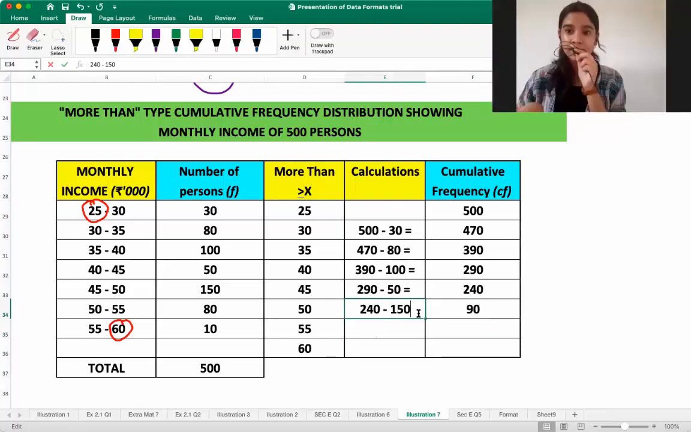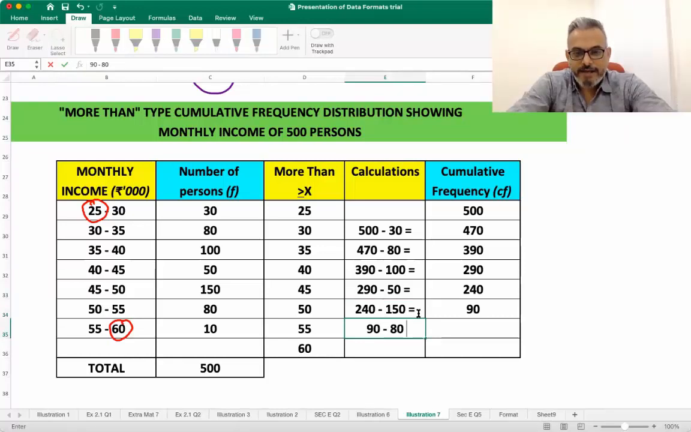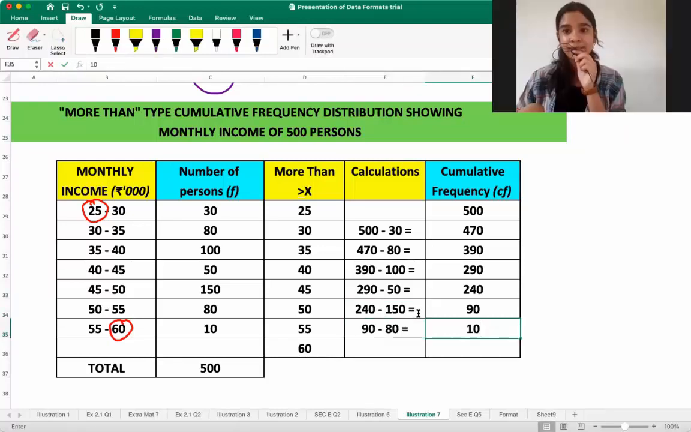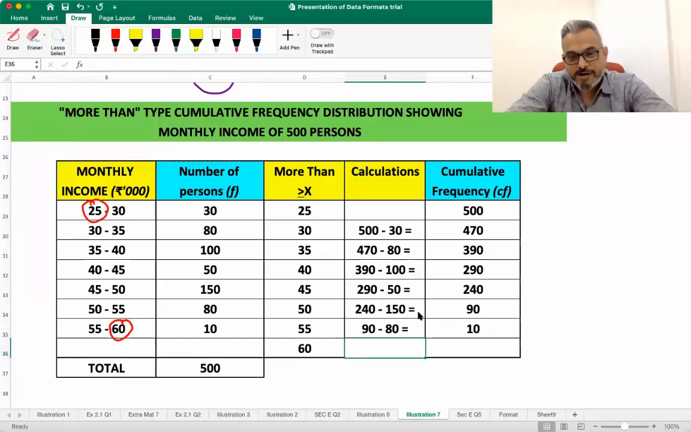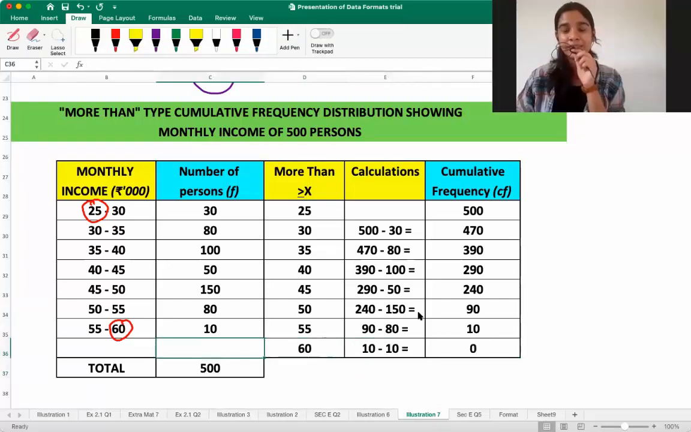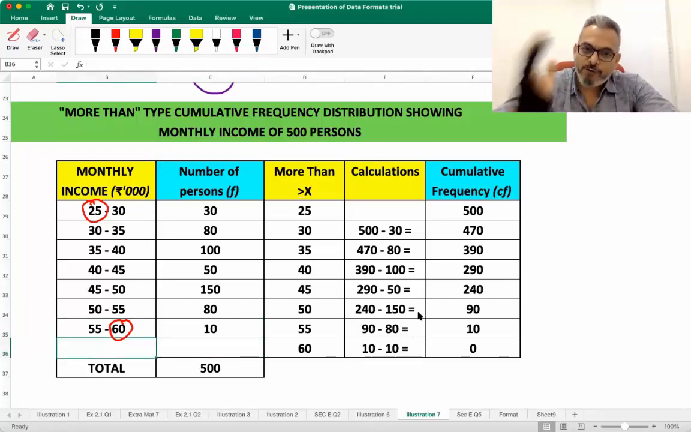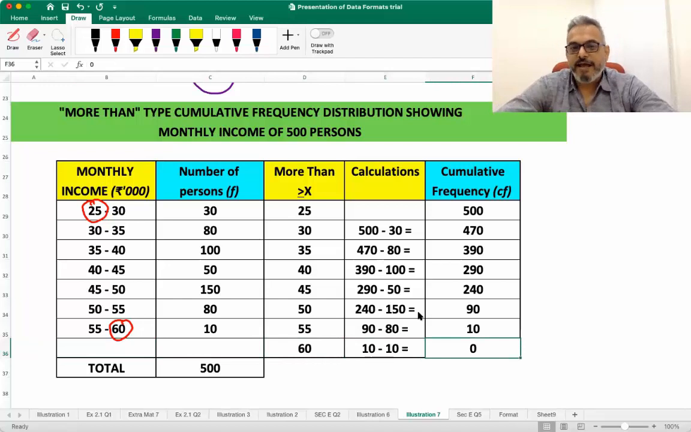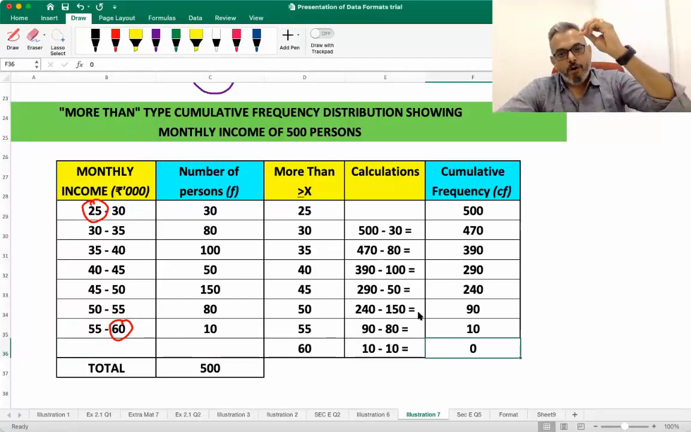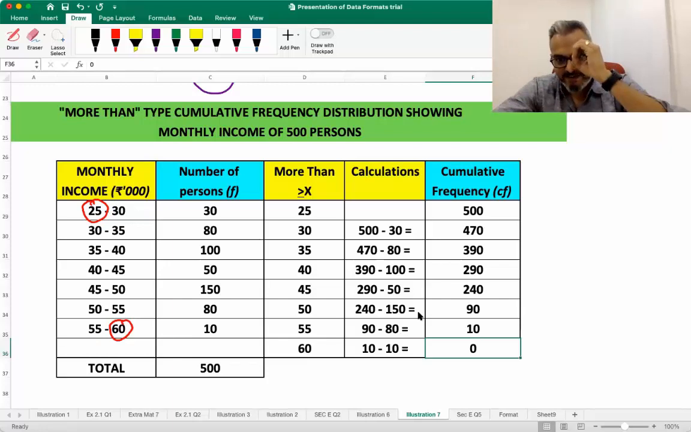90 minus 80 is equal to 10. And then very important, 10 minus 10, which is equal to 0. 0 कैसे? खुद सोचो. 60 या 60 से ज्यादा. अब यहाँ पे कुछ भी दिया नहीं है, वो क्लास ही नहीं है. 60 to 70, it means that more than or equal to 60 is 0.